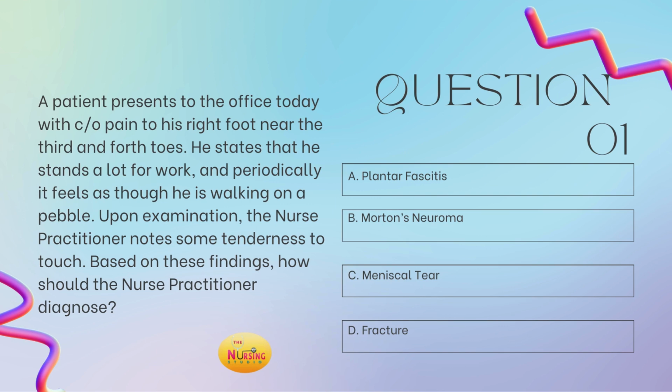Question number one states a patient presents to the office today with complaints of pain to his right foot near the third and fourth toes. He states that he stands a lot for work and periodically it feels as though he is walking on a pebble. Upon examination, the nurse practitioner notes some tenderness to touch. Based on these findings, how should the nurse practitioner diagnose? Is it A, plantar fasciitis, B, Morton's neuroma, C, a meniscal tear, or D, fracture? Take a moment and tell me what you got in the comments.